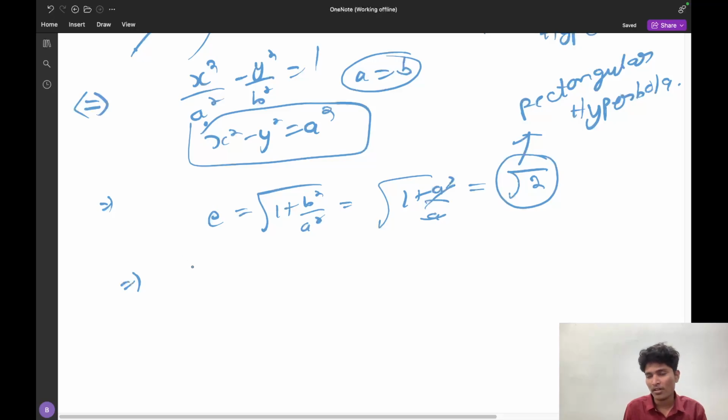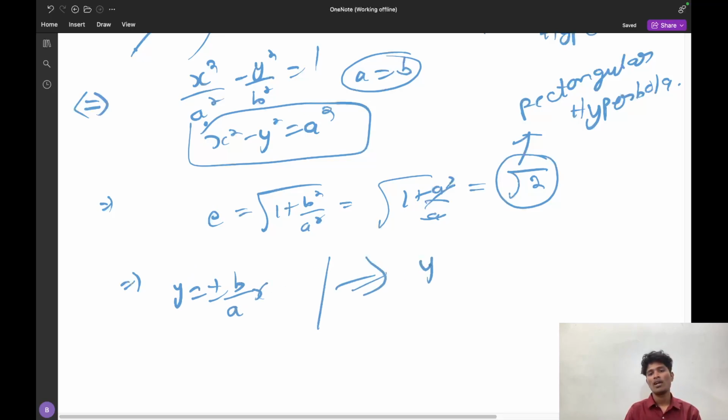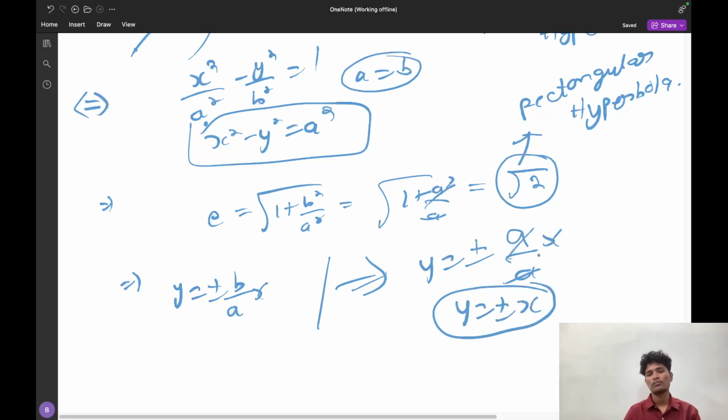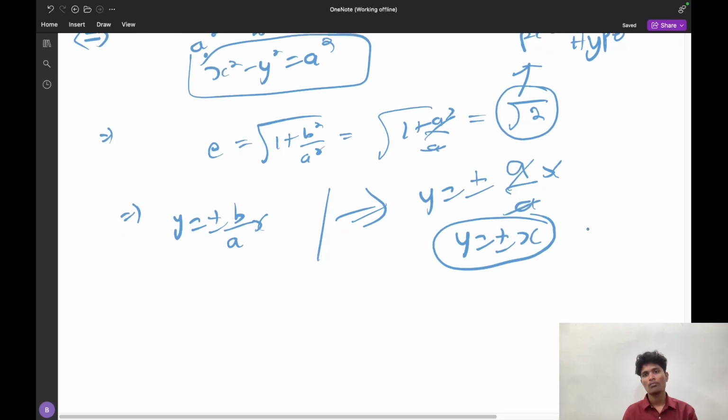And the asymptotes of the hyperbola, you already know, are y equal to plus or minus b by a x. But in the rectangular hyperbola, both are equal. So y is equal to plus or minus x, these are the asymptotes.